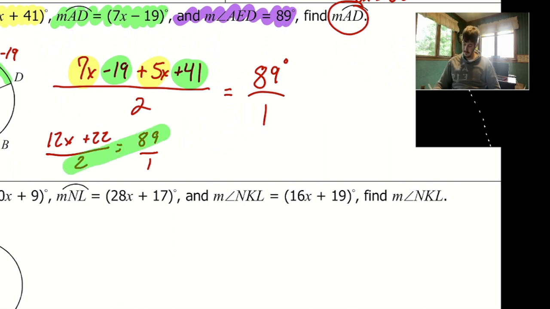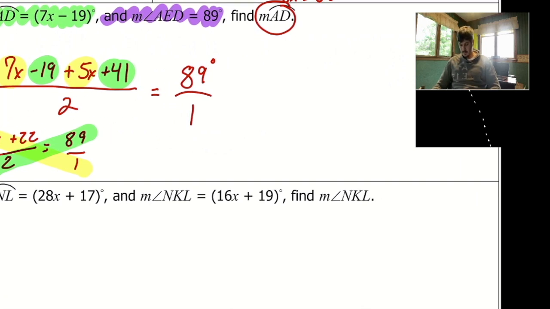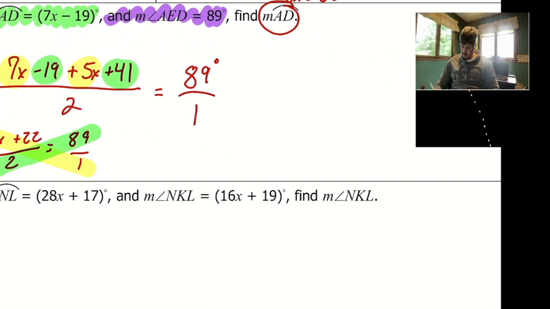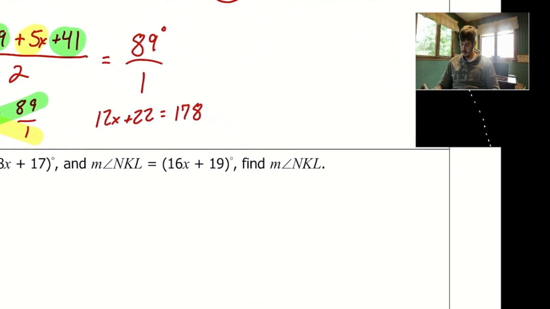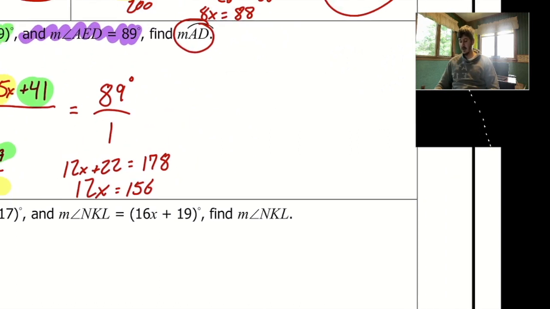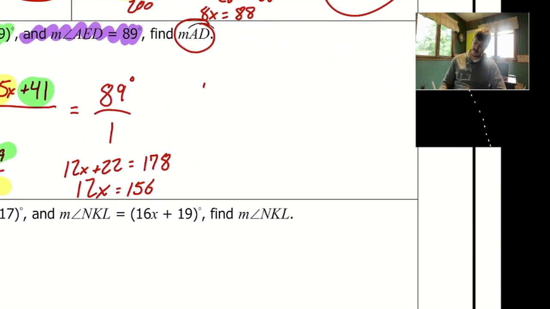Cross multiply. So you get 12x plus 22 equals 89 times 2, which is 178. Subtract both sides by 22. You get 156. And for the value of x, divide both sides by 12, you get x is equal to 13.